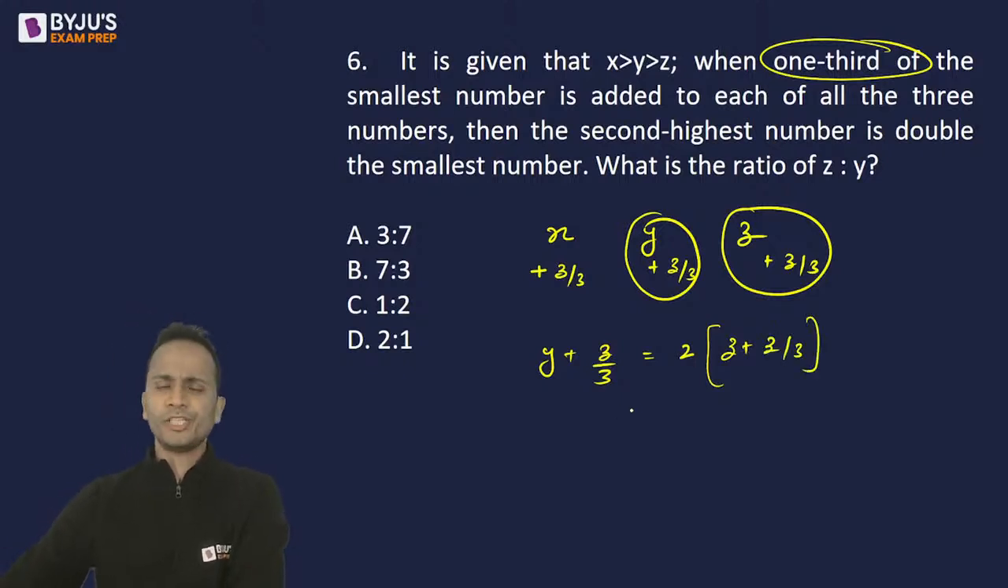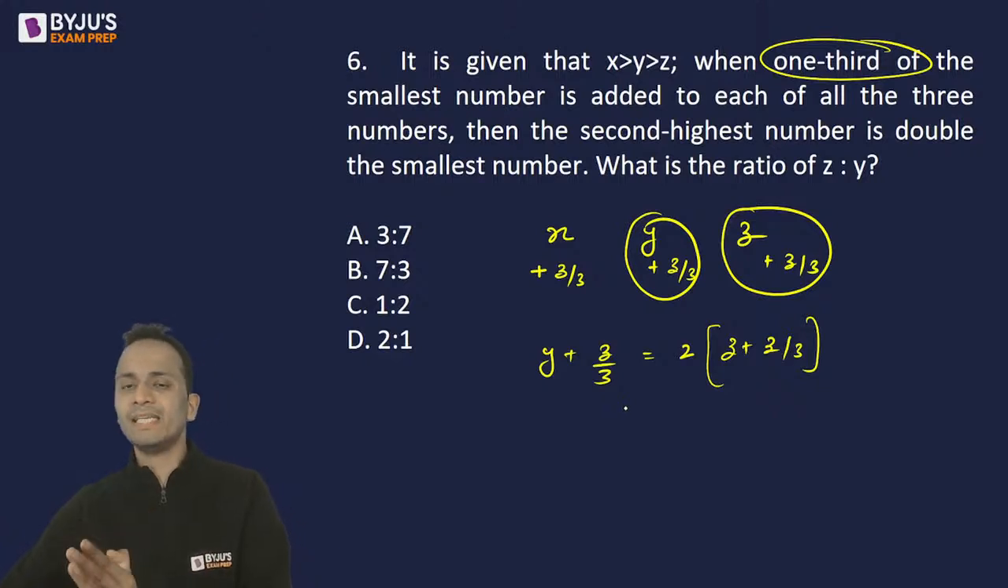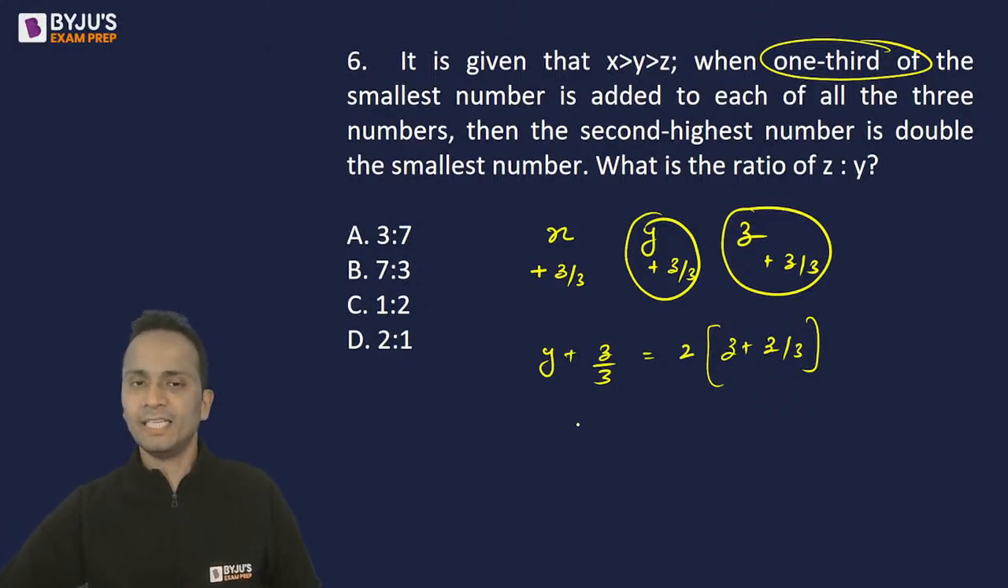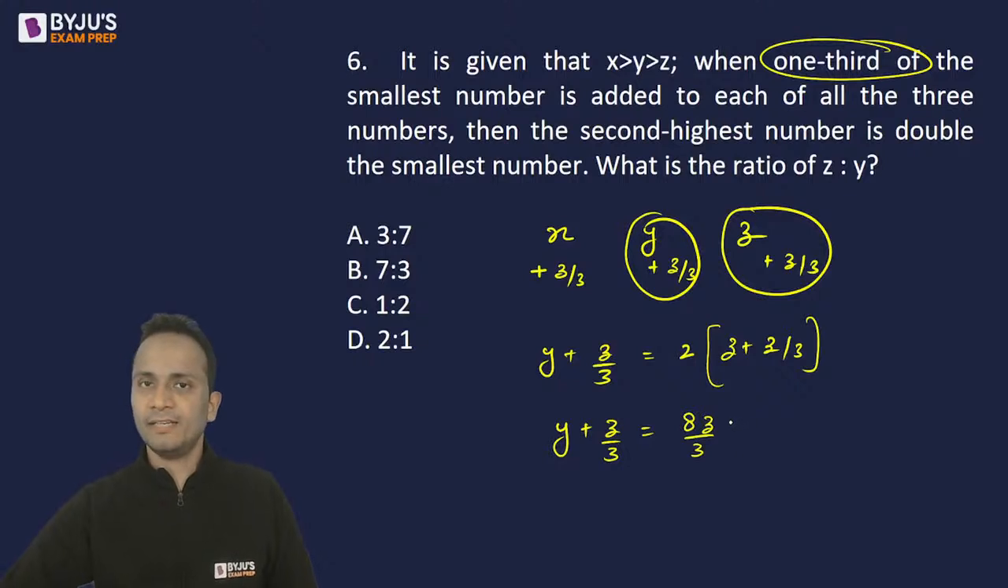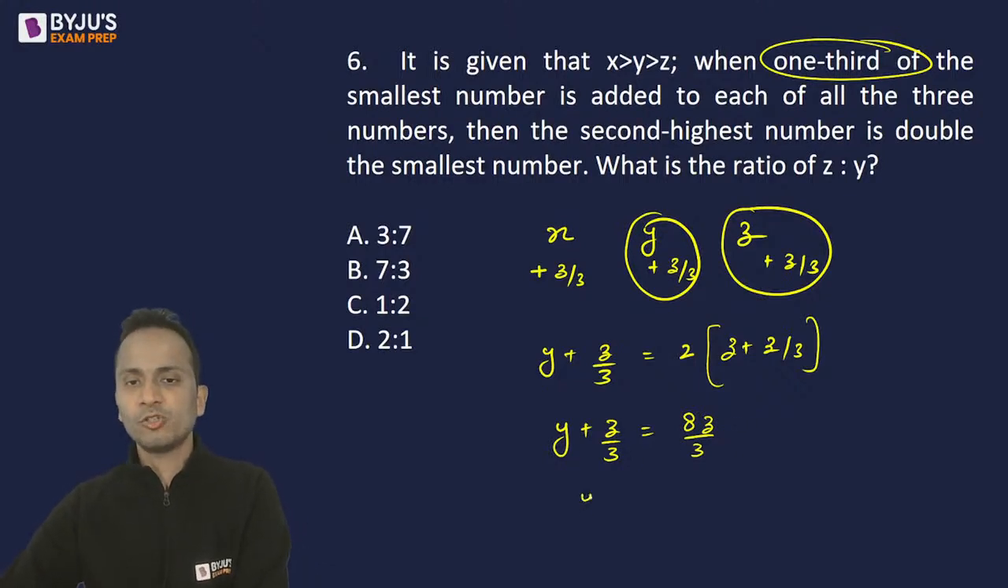Okay, so this is the equation in terms of y and z. We will simplify it and get the answer. So y plus z upon 3 on the left hand side as it is. Z plus z by 3 will become 4z by 3 multiplied by 2, that is 8z by 3 on the right hand side. Now z by 3 from the left hand side will be taken to the right hand side. So y is equal to 7 upon 3 z.